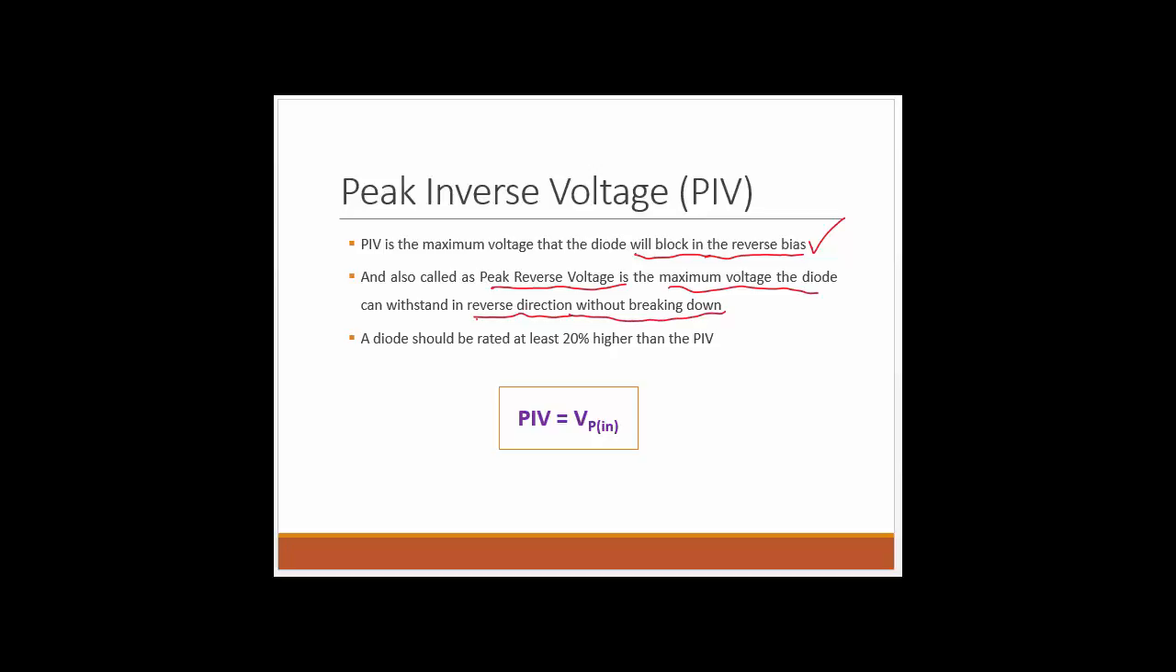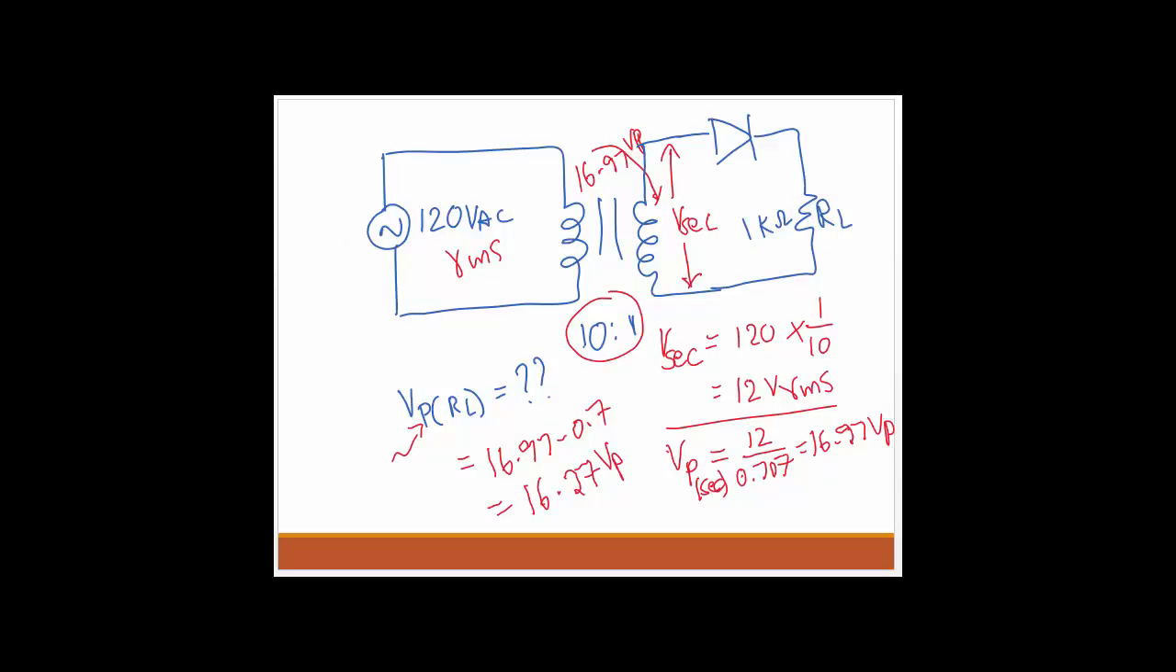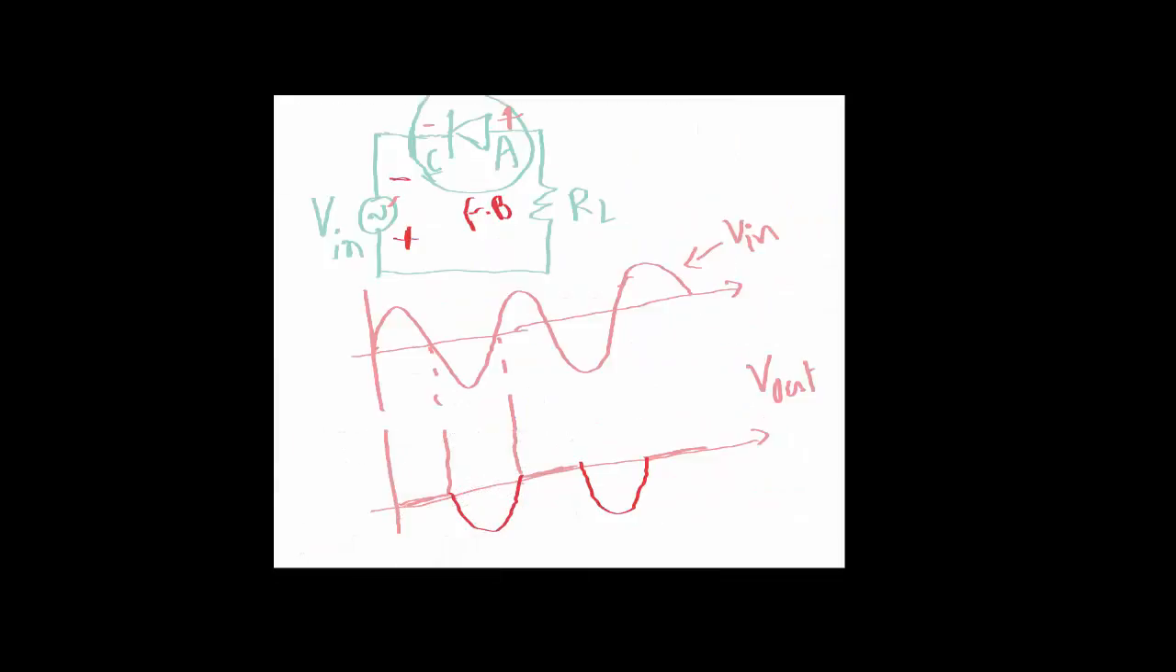In a half-wave rectifier, the PIV rating is whatever the peak input voltage to the diode is. For example, in this case, if I consider this example, the diode is experiencing not this 120 volts RMS, but this 16.97 volts, because that is the input voltage to the diode, which is nothing but the peak secondary voltage. And again, it's always going to be the peak voltage, not an RMS voltage.